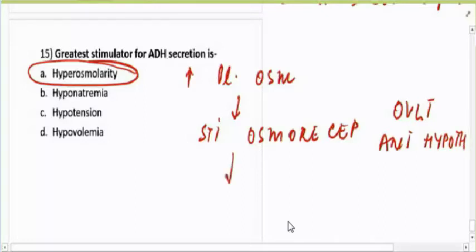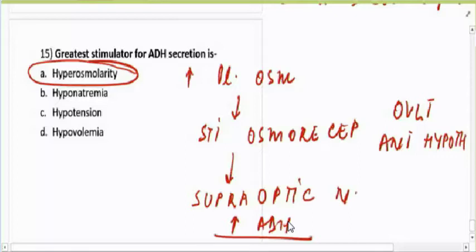It stimulates the osmoreceptors, which in turn send impulses to the supraoptic nucleus. And what is secreted from the supraoptic nucleus is ADH. There is going to be an increase in ADH secretion. Most important is increase in plasma osmolality.